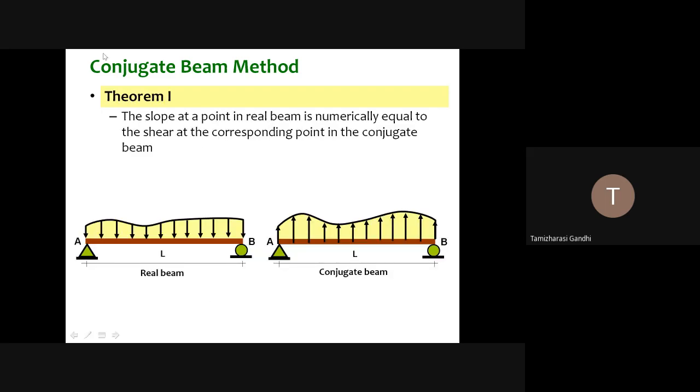So, the first theorem states that the slope at a point in the real beam is numerically equal to the shear at the corresponding point in the conjugate beam. That is what is explained in the previous slide. Similarly, theorem 2: displacement of a point in a real beam is numerically equal to the moment at the corresponding point in the conjugate beam.